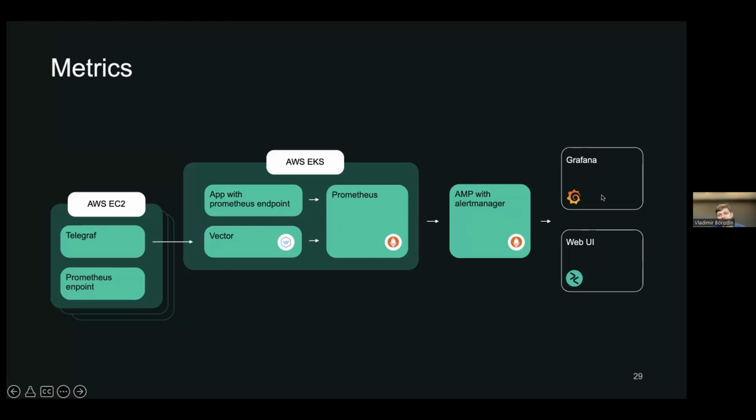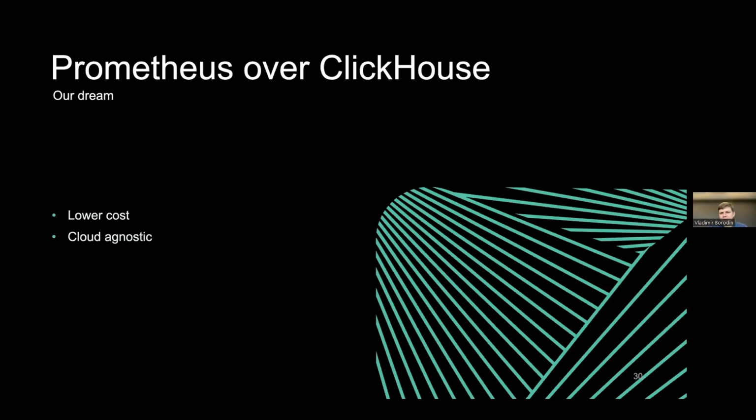And we also have two entry points, one for users, where we show the metrics in our web interface, and another one for us, where we use Grafana. Our dream is to make, sometime in the future, Prometheus over ClickHouse, because that would lower our cost for storing metrics. And actually using Prometheus managed by AWS is a cool solution. We don't need to maintain it, but well, it's a kind of cloud lock, and we are building a cloud agnostic solution. So what we want to have is Prometheus over ClickHouse for storing metrics.